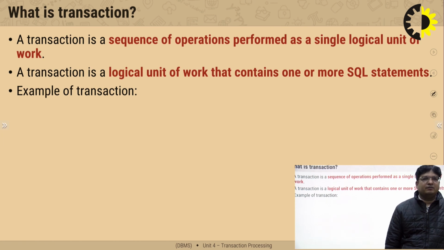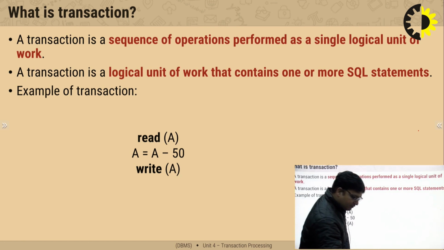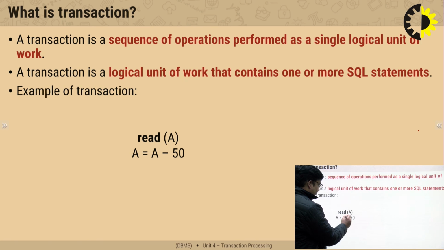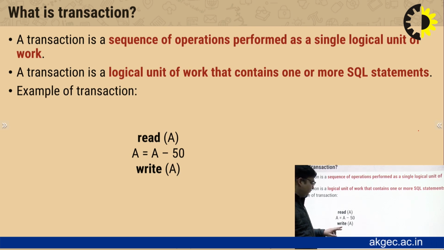Let us consider an example of a transaction. First, we are reading the value of A from disk. Where is the value present? The value is present on the disk. Then we are deducting 50 rupees from A, so A equals A minus 50. Thereafter, after updating the value of A, we write A, meaning the value has to be now updated into the disk. The value is still present in the buffer.